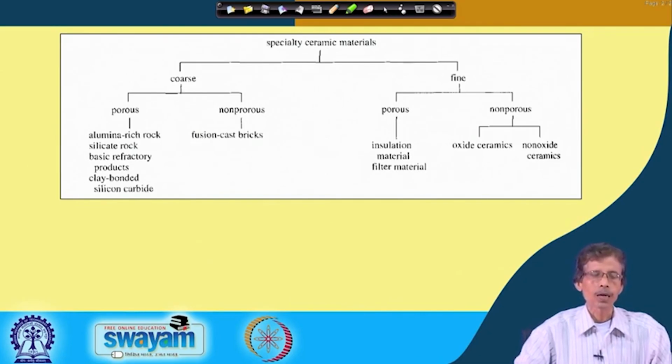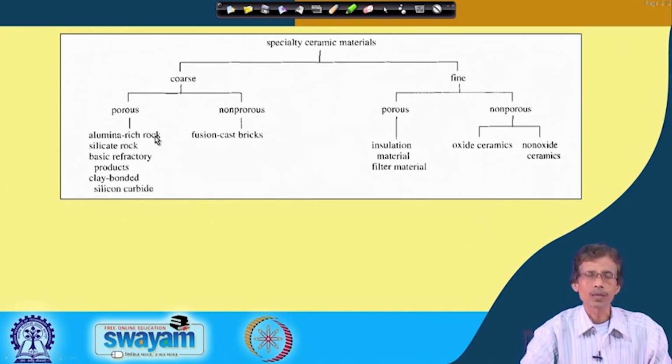And in the non-porous part, we also get the fusion cast bricks. So, the brick material, if we consider it, sometimes for special purposes we can use this sort of brick material also, which comes under this category of specialty ceramic materials.